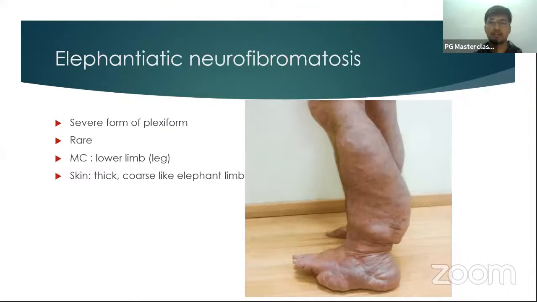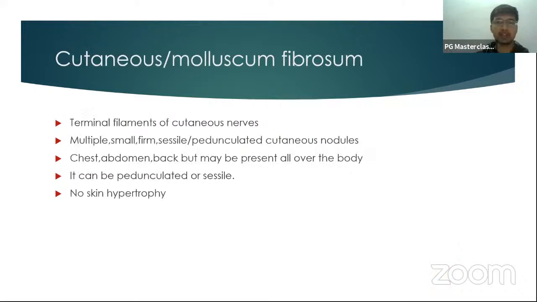The elephantiasis neurofibromatosis. It is the severe form of the plexiform neurofibroma. It is rare and mostly involves the lower limb. The word elephantiatic is usually used when it is involving the lower limb.